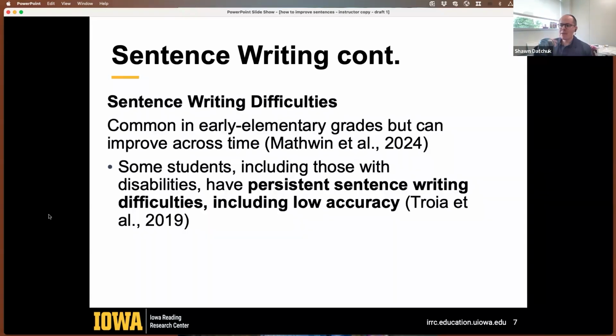Unfortunately, what we know is that many students can run into sentence writing difficulties. It's common that as students in early elementary grades start to pick up sentence writing, like that first grader on the last slide, as they acquire more and more skills, some of those sentence errors, spelling errors, capitalization errors should start to fall off. But what we know is that for a cluster of students, those difficulties will persist, particularly for those with disabilities. Unfortunately, students might be able to write more, but the accuracy may remain low.